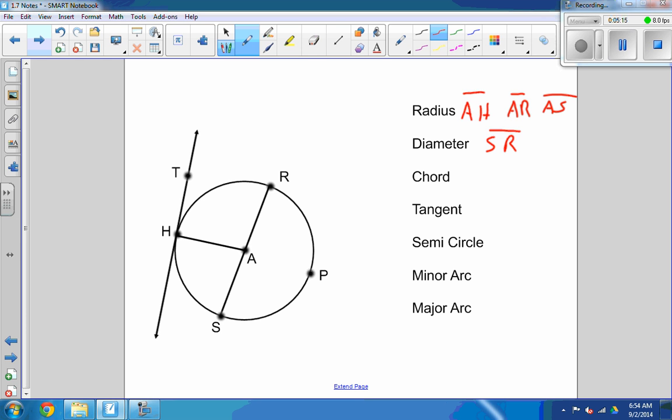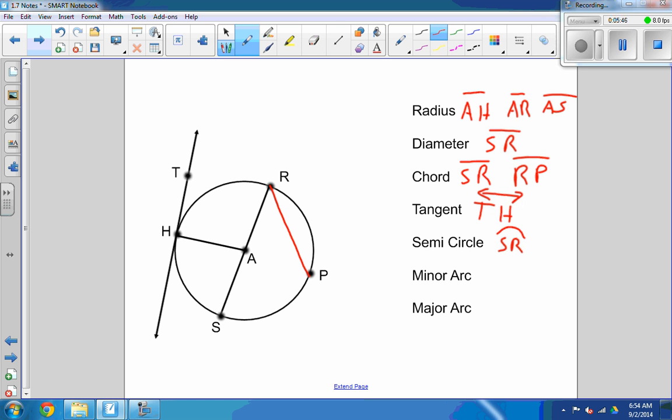Chord, we also have one chord. It's also SR. Now, if I drew a line connecting R and P, that also would be a chord. Tangent, TH. Remember, a tangent is also a line, so I'm going to draw a line above it. Semicircle, SR. It's an arc.